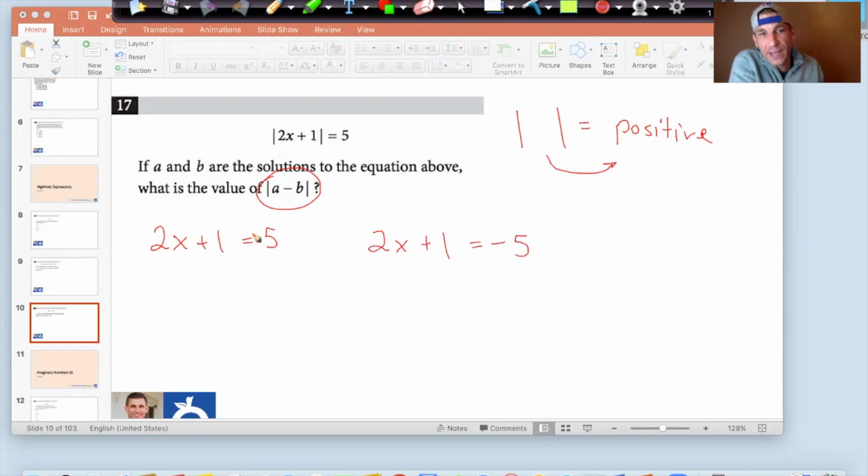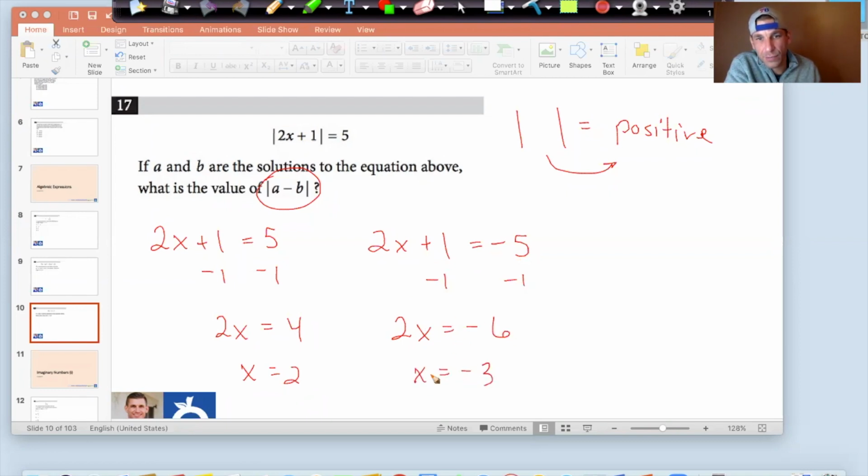So if I have 2x plus 1 equals 5, I want to subtract 1 from both sides like this. And then I'm going to get 2x equals 4, and I'm going to get x equals 2. Okay? And I can plug this back in real quick just to make sure. So 2 times 2 is 4, plus 1 is 5. The absolute value of 5 is 5, right? That's good. And then on this side, I would simply subtract my 1s like this, and I would get 2x equals negative 6. And then I'm going to get x equals negative 3.